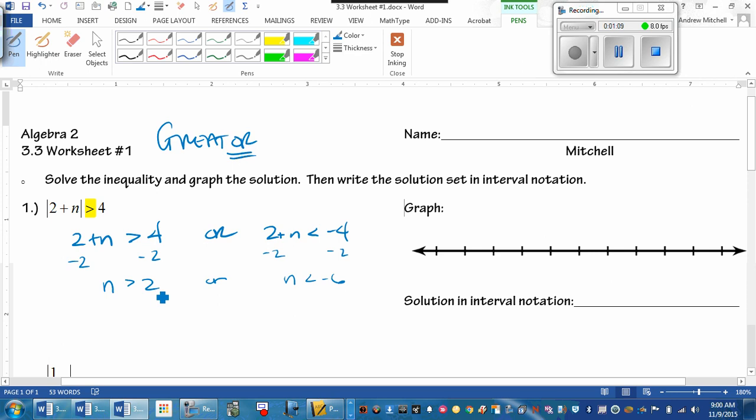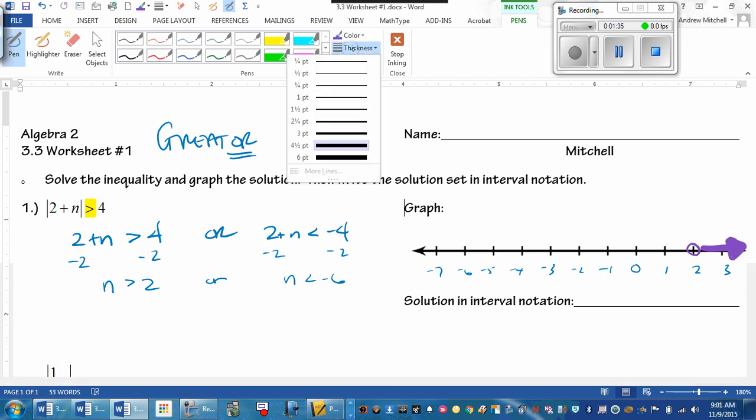So let's go ahead and graph this. I'm going to go ahead and put my 0 here. 1, 2, 3, negative 1, negative 2. So when we graph this, n is greater than 2. We're going to have an open circle at 2, because that's not included. And then we're going to shade to the right. Greater than would be to the right.